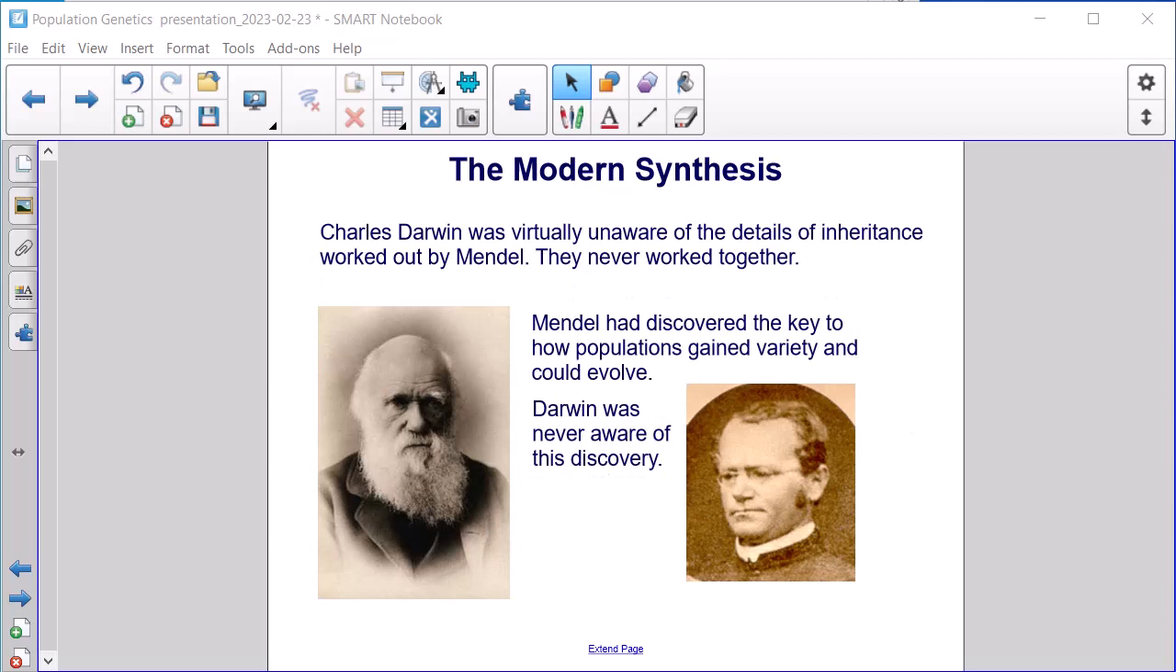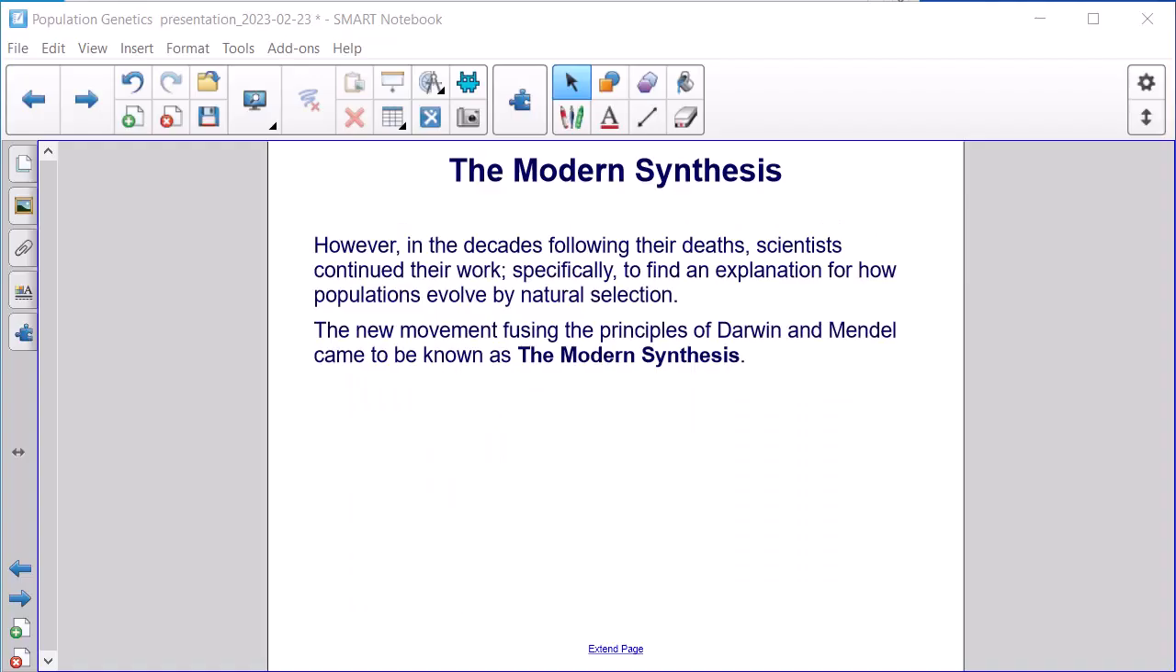The modern synthesis. Charles Darwin was virtually unaware of the details of inheritance worked out by Mendel. They never worked together. Mendel had discovered the key to how populations gained variety and could evolve. Darwin was never aware of this discovery. However, in the decades following their deaths, scientists continued their work, specifically to find an explanation for how populations evolved by natural selection. The new movement fusing the principles of Darwin and Mendel came to be known as the modern synthesis.